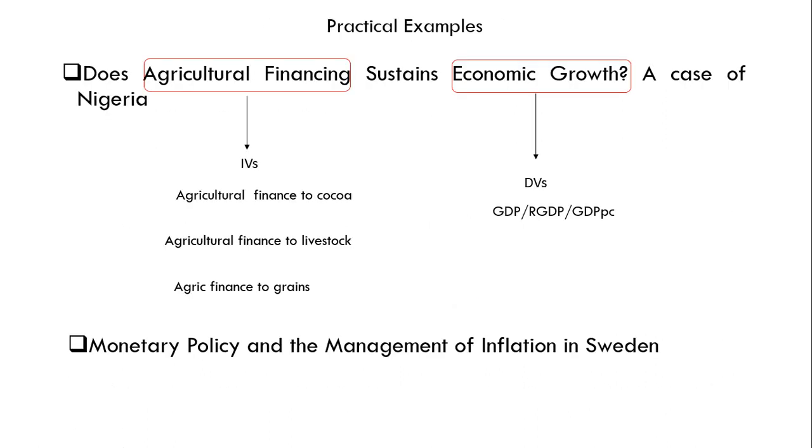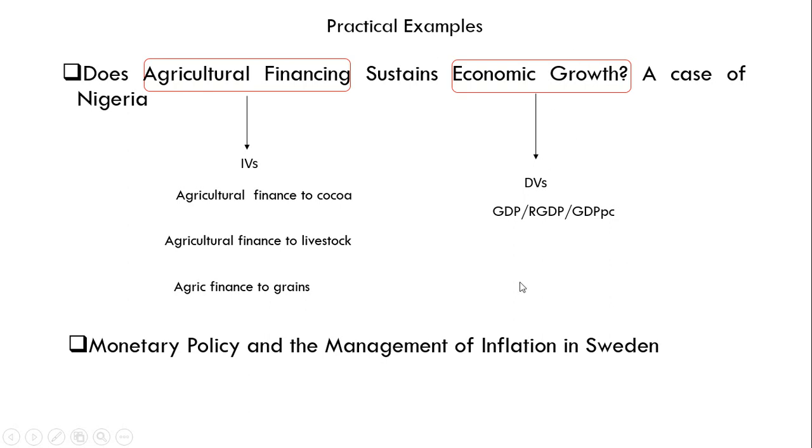This is a practical example for ease of understanding. This topic says, does agricultural financing sustain economic growth? A case of Nigeria. And as you can see here, we have used this arrow to identify the independent variables and these are the dependent variables. Point of note is that agricultural finance can be broken down into finance provision to cocoa, finance provision to livestock, and finance provision to grain. You agree with me that when you talk about finance, you are talking about the amount that has been expended or invested in agriculture, which can be measured.